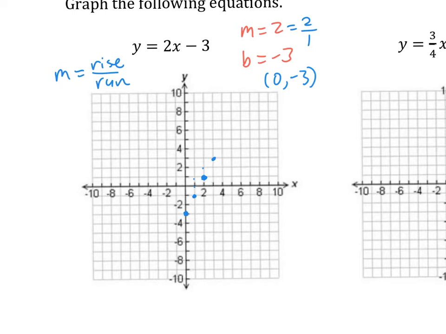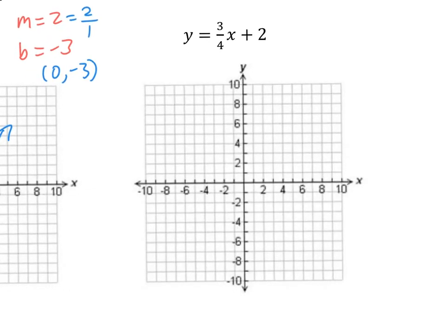Okay, we could also go the other direction and go down 2 and to the left 1. Right, down 2 and to the left 1. And that looks like enough points to graph our line, so we'll just draw our line through all of those points. Okay, and we graphed our line from slope-intercept form. All right, let's look at another example here.